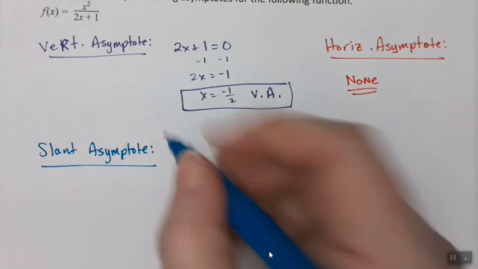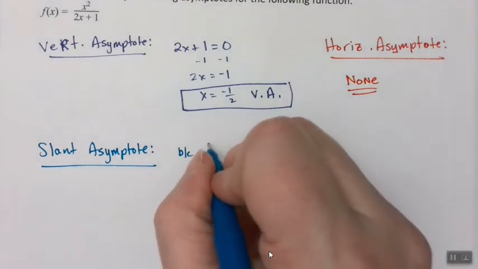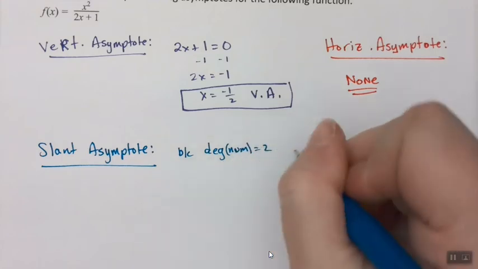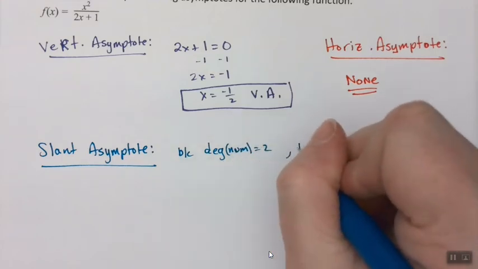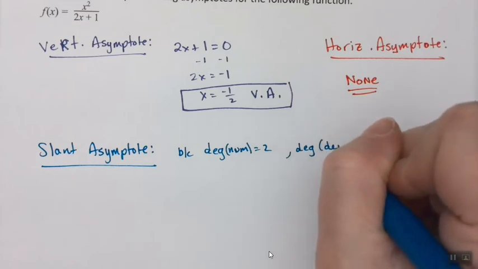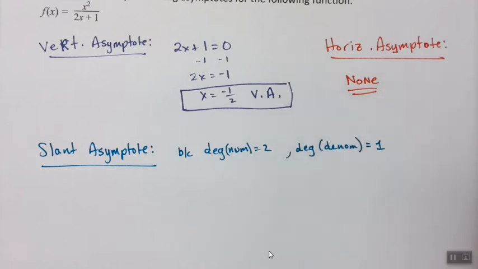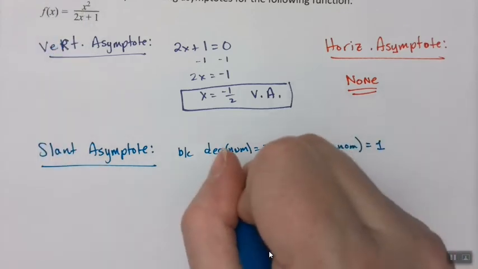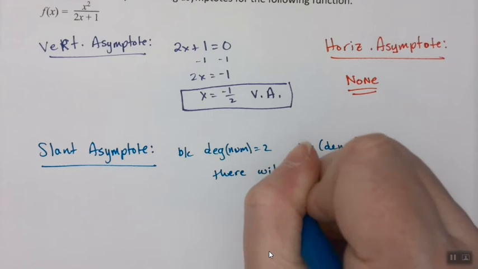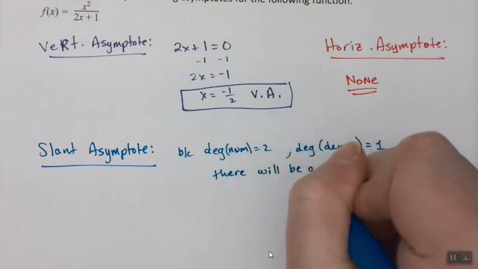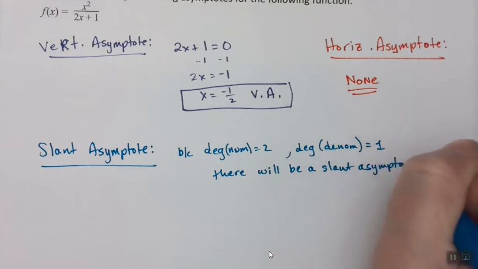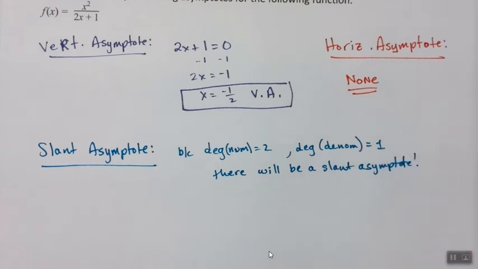All right, slant asymptote, because the degree of the numerator is 2, and the degree of the denominator is 1. Right? So 1 power and 2 power. So I know there will be one. And the way to find that is polynomial long division. And that's also how I know there's no horizontal. All right, so polynomial long division.